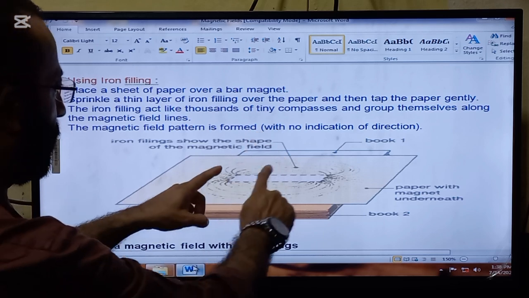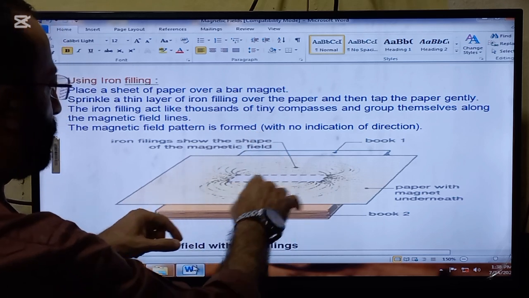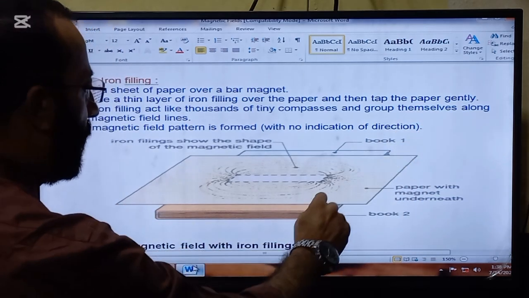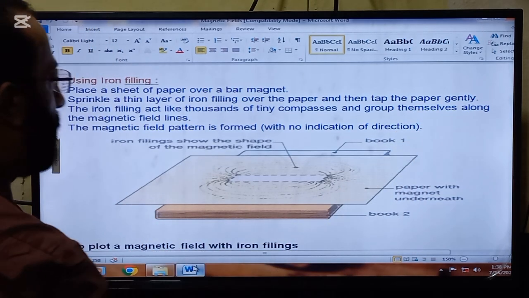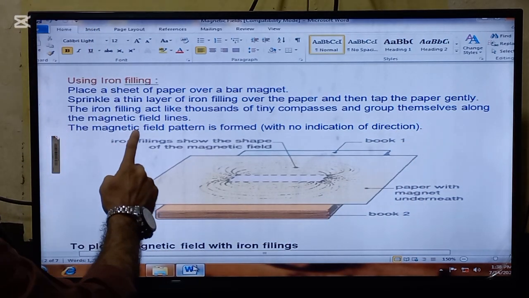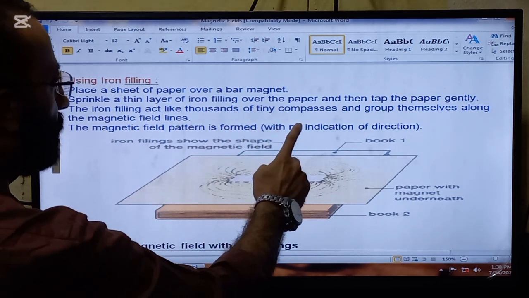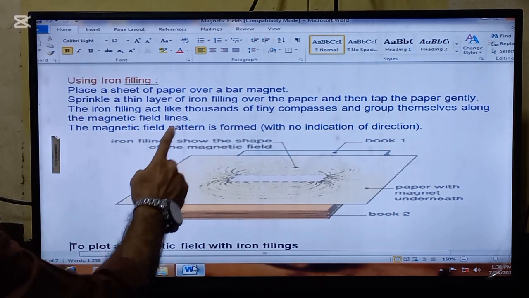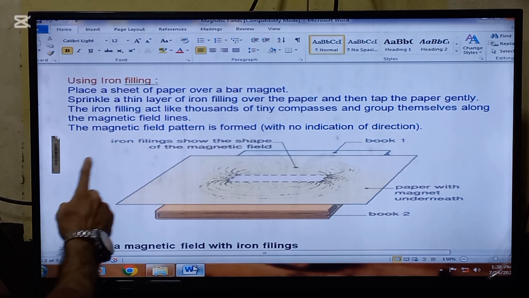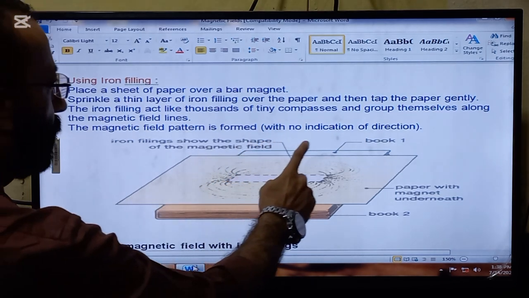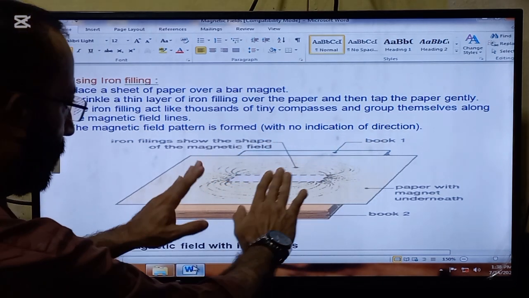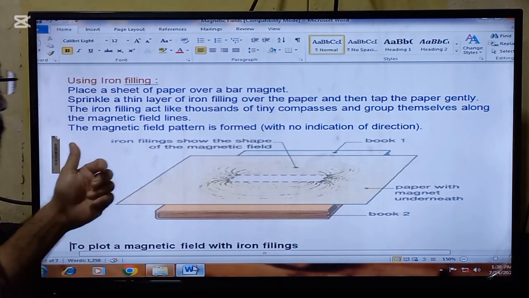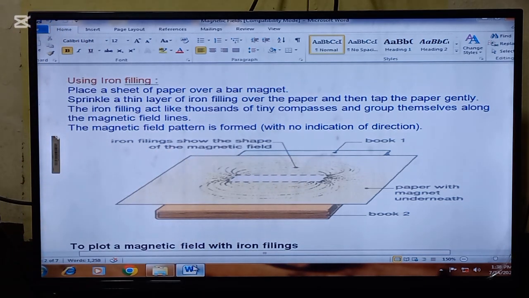the paper. So here is the iron filling. Sprinkle it uniformly and then tap the paper gently like this. We will tap the paper. The iron filling acts like thousands of tiny compasses and groups themselves along the magnetic field lines. The magnetic field pattern is formed with no indication of the direction. So this pattern will be formed. This is called the line magnetic field pattern.